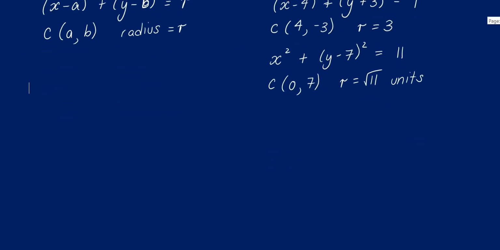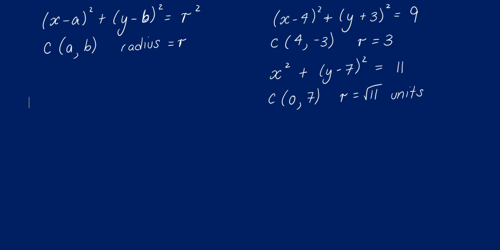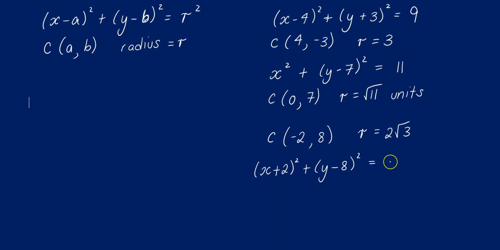We can now go back the other way as well, because what if I said, all right, can you tell me the equation of the circle if it has center, pick a number, any number, let's go negative 2 and 8, and it has a radius of 2 root 3. Well, I can plug that back into this equation, and that means it would be (x plus 2) all squared plus (y minus 8) all squared equals (2 root 3) all squared, which would be 4 times 3, 12.